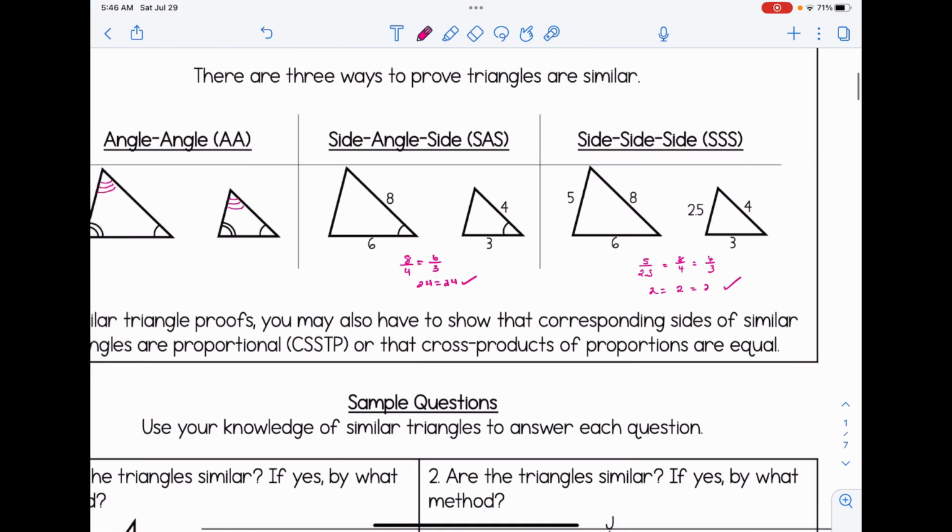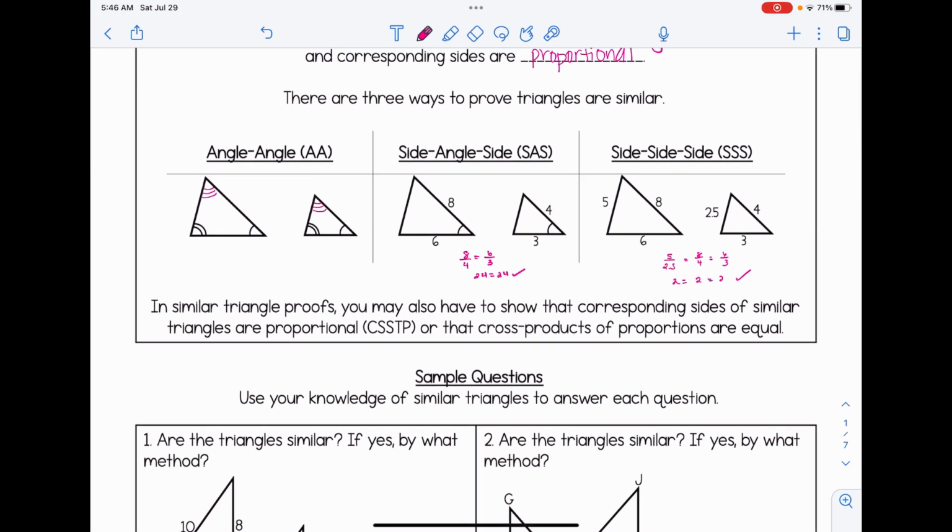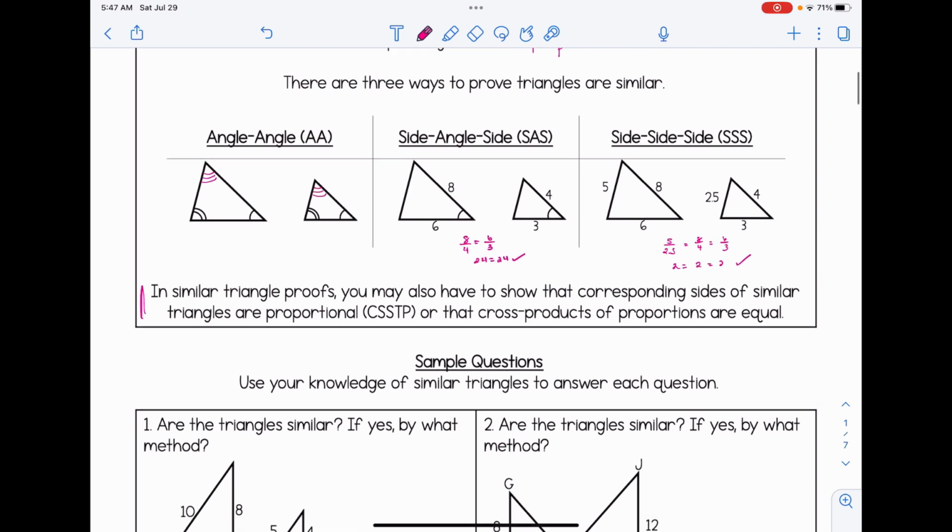So let's look at a couple of sample questions here. Before we do that, we're going to also be doing some proofs in this lesson today. In similar triangle proofs, you may also have to show that corresponding sides of similar triangles are proportional. We're going to abbreviate that as CSSTP, or that cross products of proportions are equal. So when we get to some problems like that, we'll talk a little bit more about that. But first, let's just establish that there's angle-angle, side-angle-side, and side-side-side.